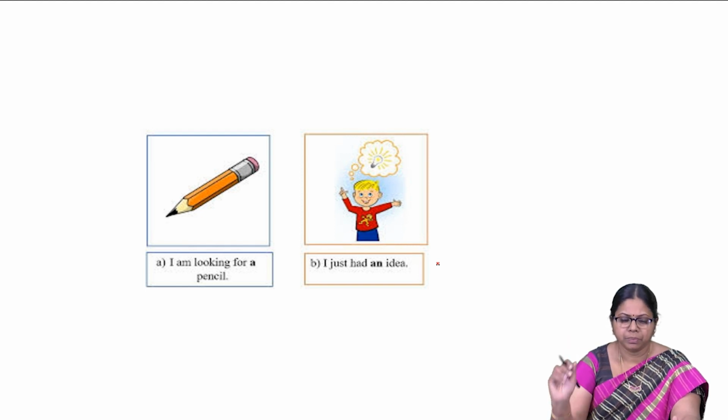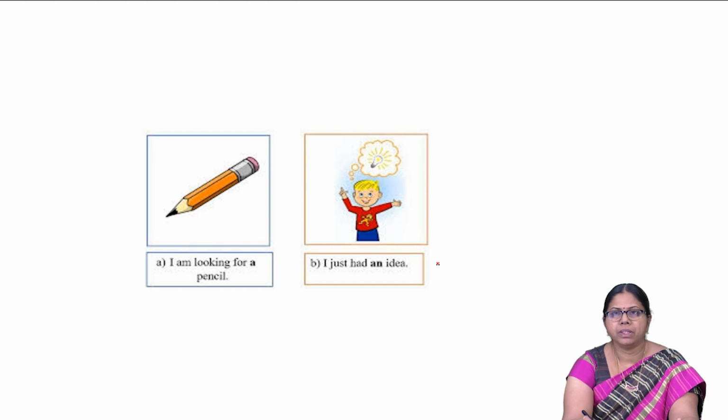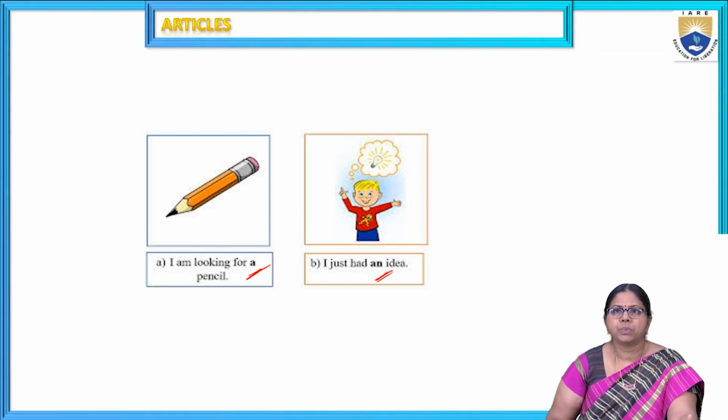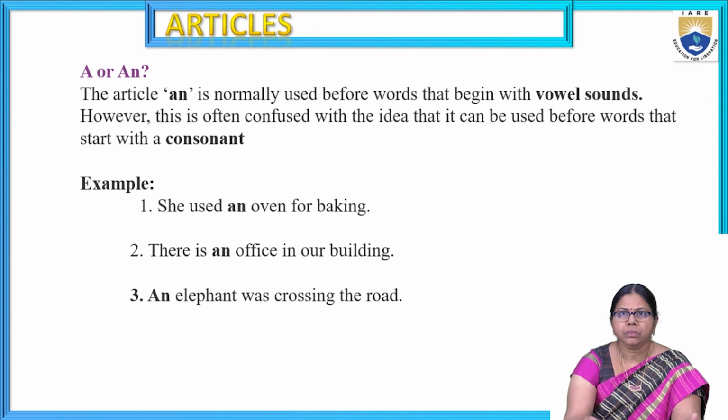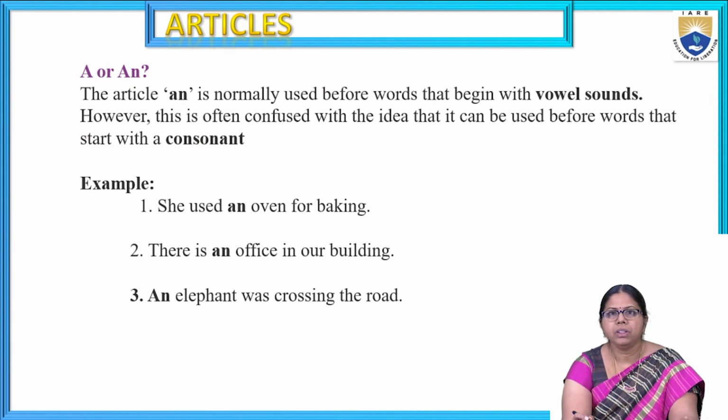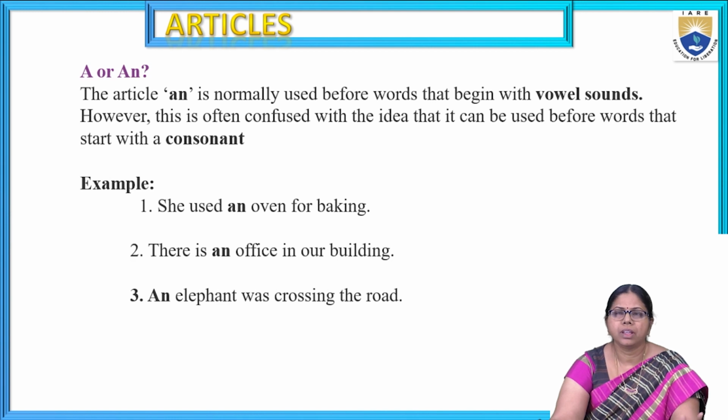Like one more example here. I'm looking for a pencil. A pencil. I'm not specific about any pencil. I'm looking for a pencil. And here is one more example. I just had an idea. An idea. I'm not specific, just an idea. So for things which are not specific, when you are speaking about things in general, we use these articles. A and an are the two different articles we use when we specify nouns in general.